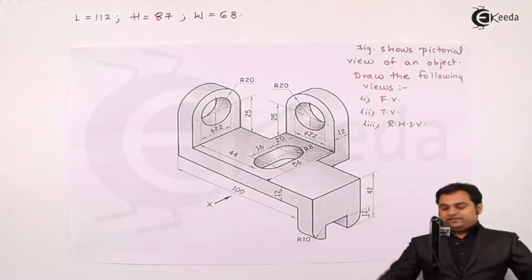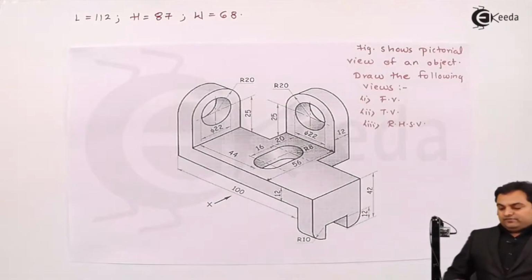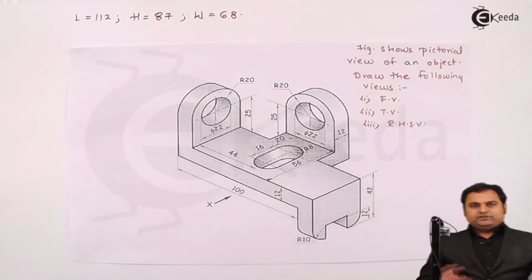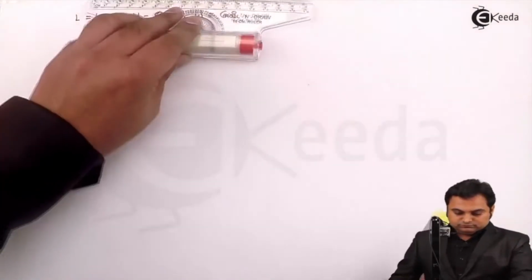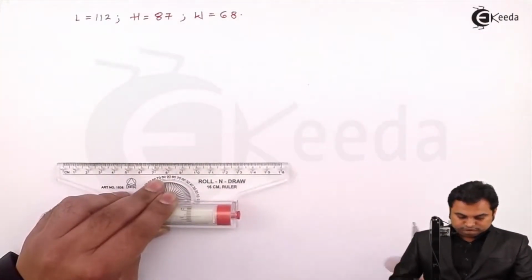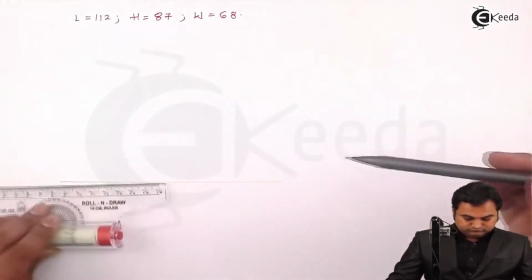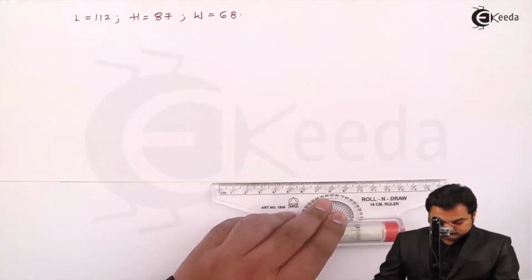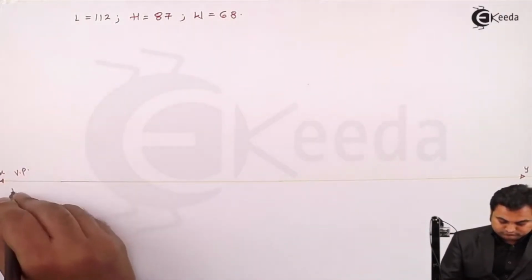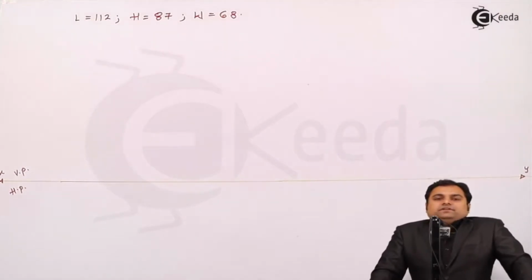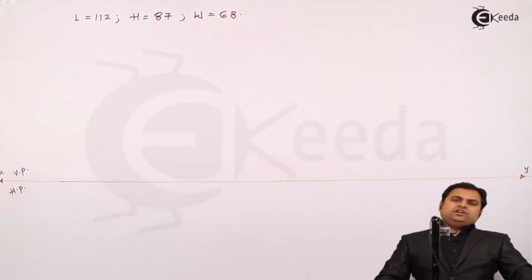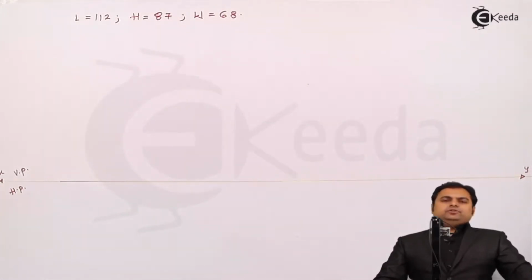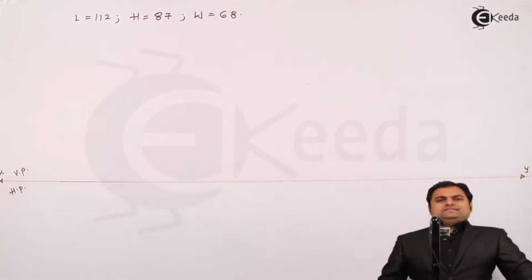Once we know the total length, height, and width, we can start with the spacing part, that is, where to draw the front view, top view, and side view. I'll explain that. Since it is not mentioned whether we have to draw by first angle or third angle method of projection, if nothing is given, we can start the question by the first angle method of projection and continue in that.